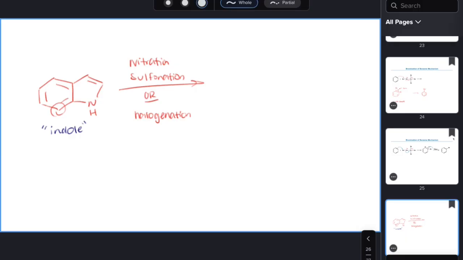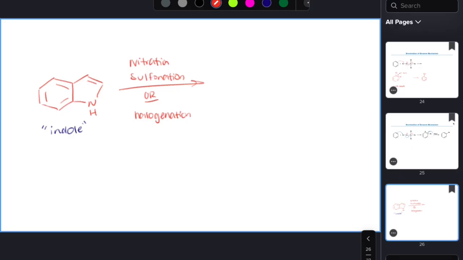What about this position or this position? No. Okay. What about this position? No one's saying anything. Okay. What position do you want it to react at? That one? Okay. And it would have the least inductive pulling of electrons away, so it'd be the most nucleophilic. Okay, nucleophilic on the aromatic system.